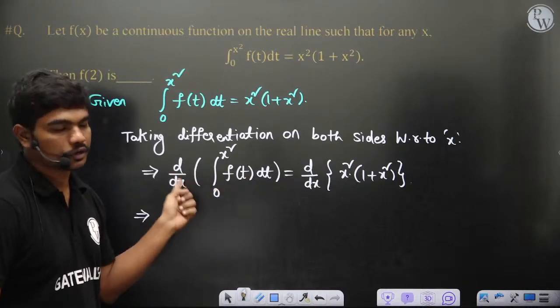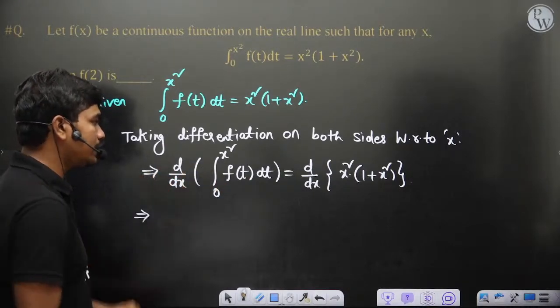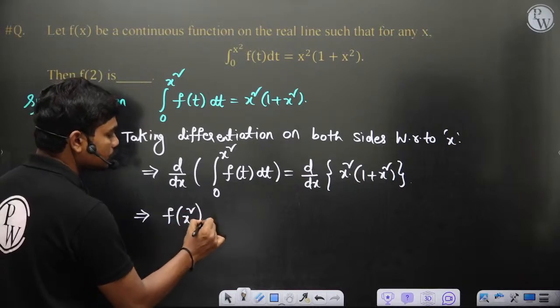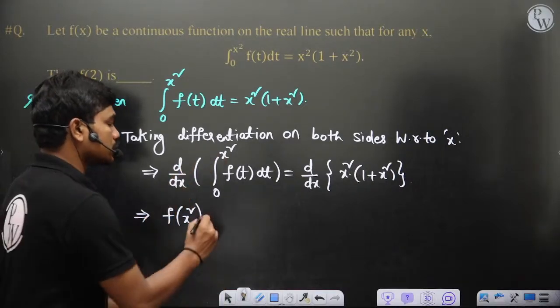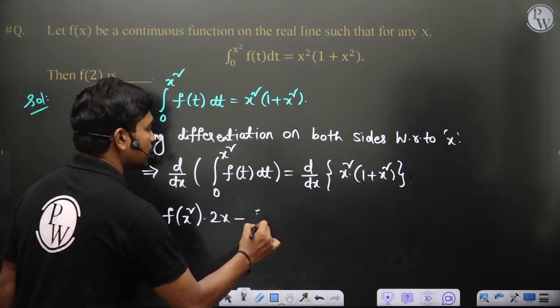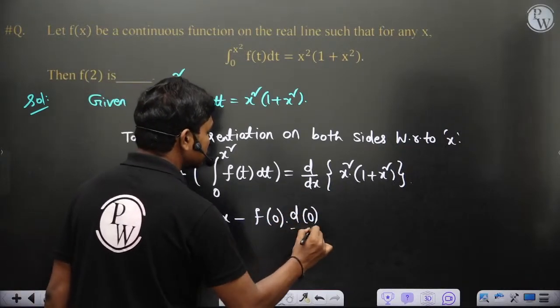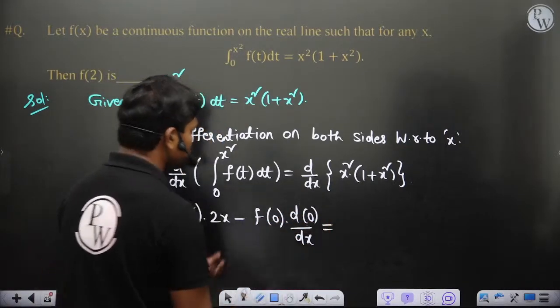So basically, if you apply the Newton-Leibniz rule, it's like differentiation of an integral sign. So f of this upper limit, it's a composite function f of x square, into the derivative of this x square, which is 2x, minus f of 0 into the derivative of 0 with respect to x. So this is how you expand the Newton-Leibniz rule, of course.